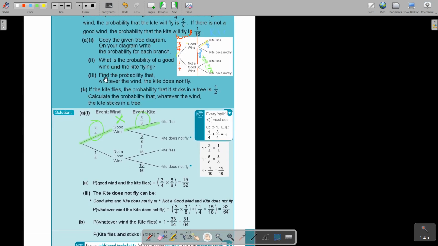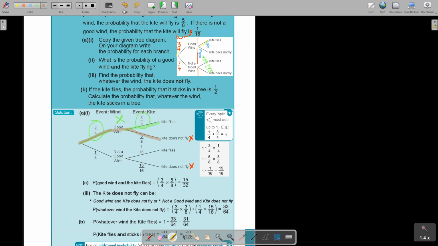Then the next one. What is the probability of a good wind and the kite? Well, I did that one. Find the probability that whatever the wind, the kite does not fly. Now, where is the kite not flying? It's not flying there, and it's not flying there. But you cannot just work with that. You must always go to the origin. So you take a highlighter or a pen or anything you want, and I just see this is a nice color. Not fly.